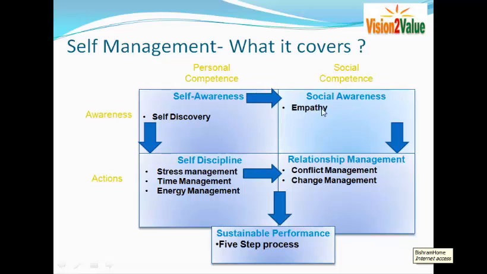Once you really perfect these two areas, then actions start. And actions in the area of self has to do with self-discipline, which contains areas like stress management, time management, and energy management. In the actions related to groups and interpersonal area, it relates to conflict management and change management. And as I mentioned earlier, the beginning is with self-discovery. In the famous book, Seven Habits of Highly Effective People, Stephen Covey mentioned, in order to achieve public victory, it is essential to start with private victory.